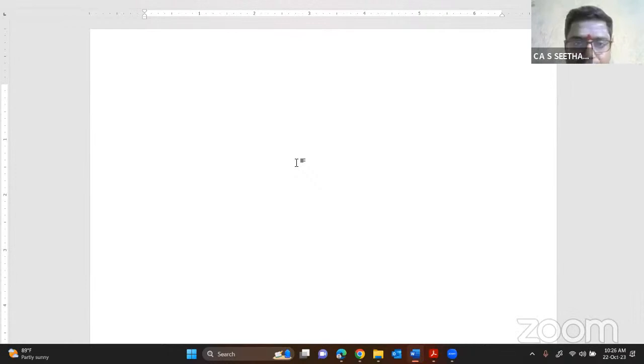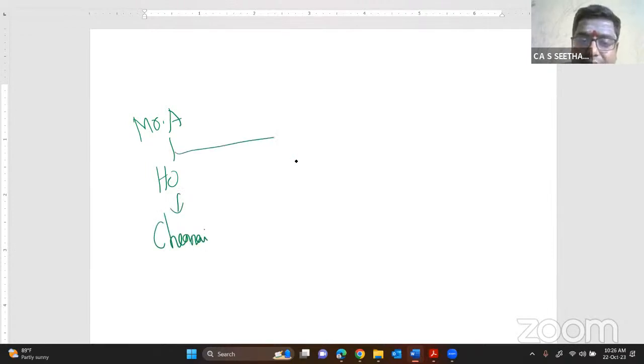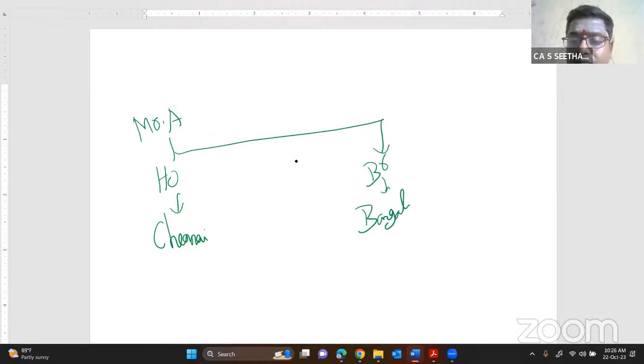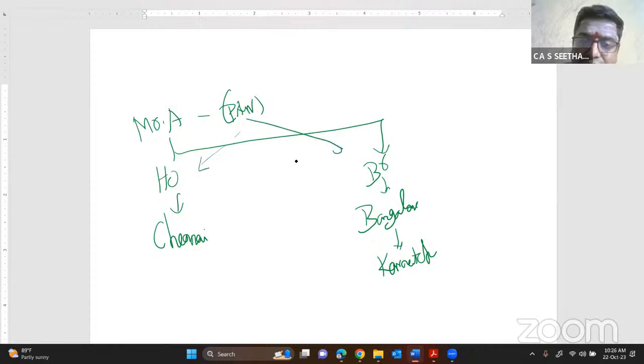Let me take Mr. A. Mr. A has his head office, let's assume, in Chennai, Tamil Nadu. Mr. A also has a branch in Bangalore, Karnataka. Mr. A will have only one PAN. Based on this PAN, he would have taken this GSTIN and this GSTIN. Let's assume he has GSTIN 1 and GSTIN 2.